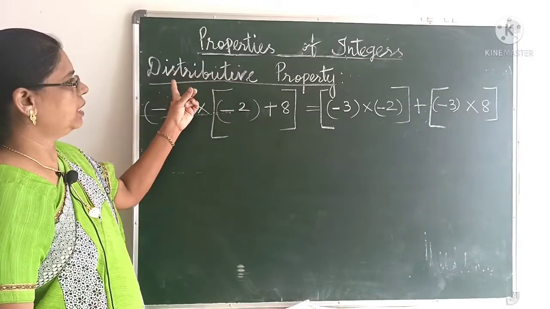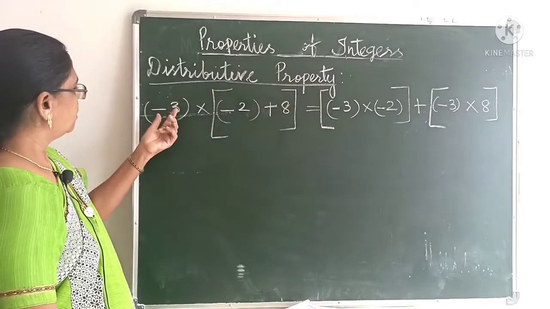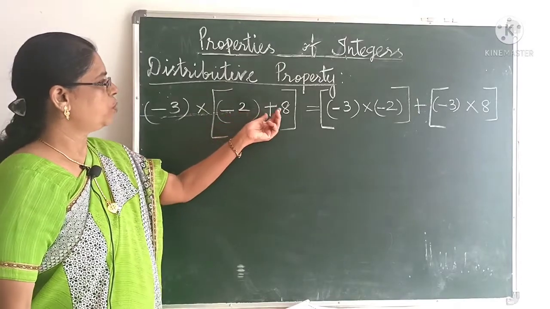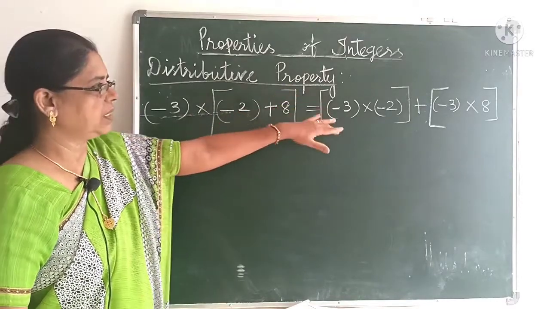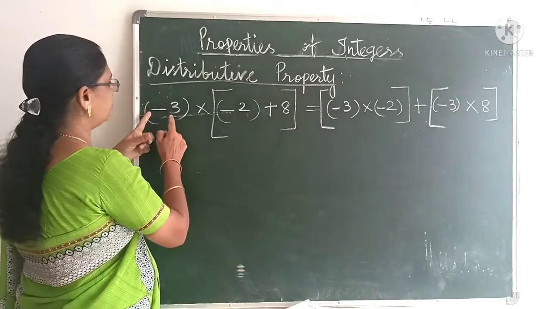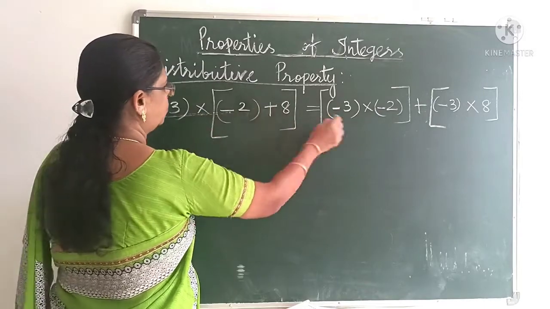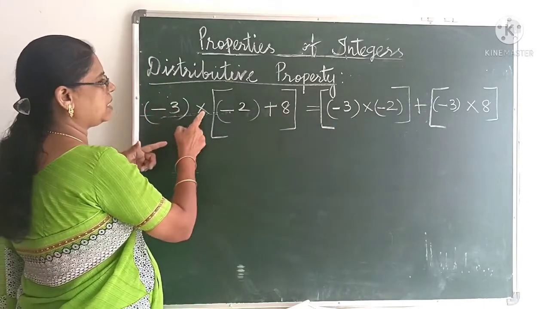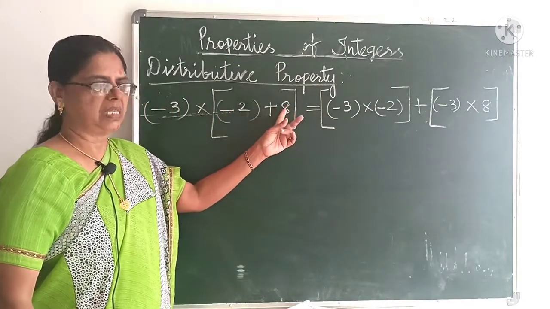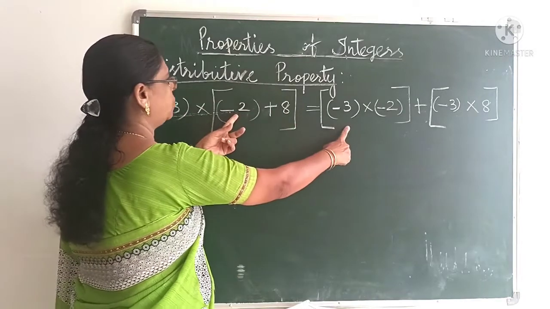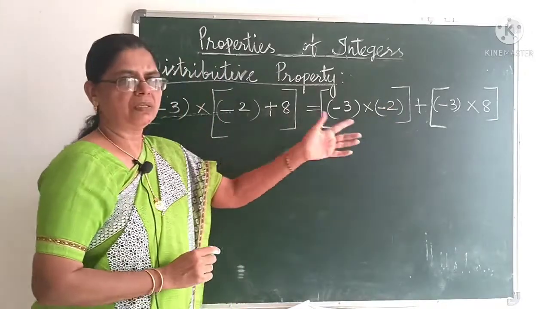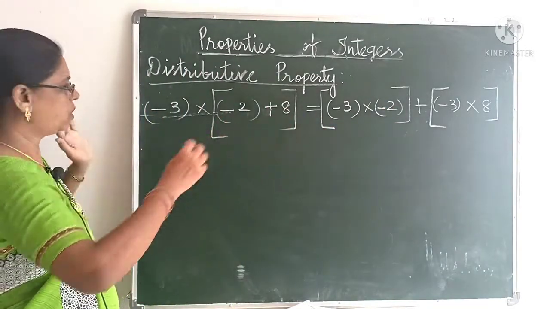Children, next we will learn distributive property. Minus 3 into minus 2 plus 8. So on the other side we are going to write it distributively. How will you write it distributively? Minus 3 into minus 2 plus minus 3 into 8. This minus 3 is common for minus 2 and plus 8. So minus 3 into minus 2 plus minus 3 into 8. So let us find out the answer on both the sides.